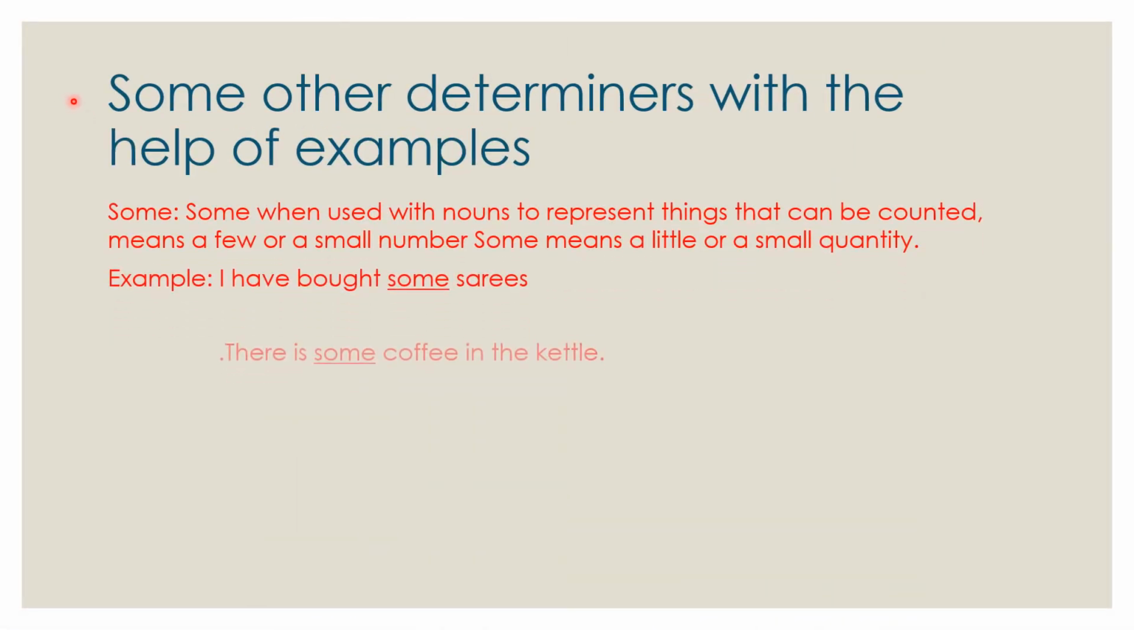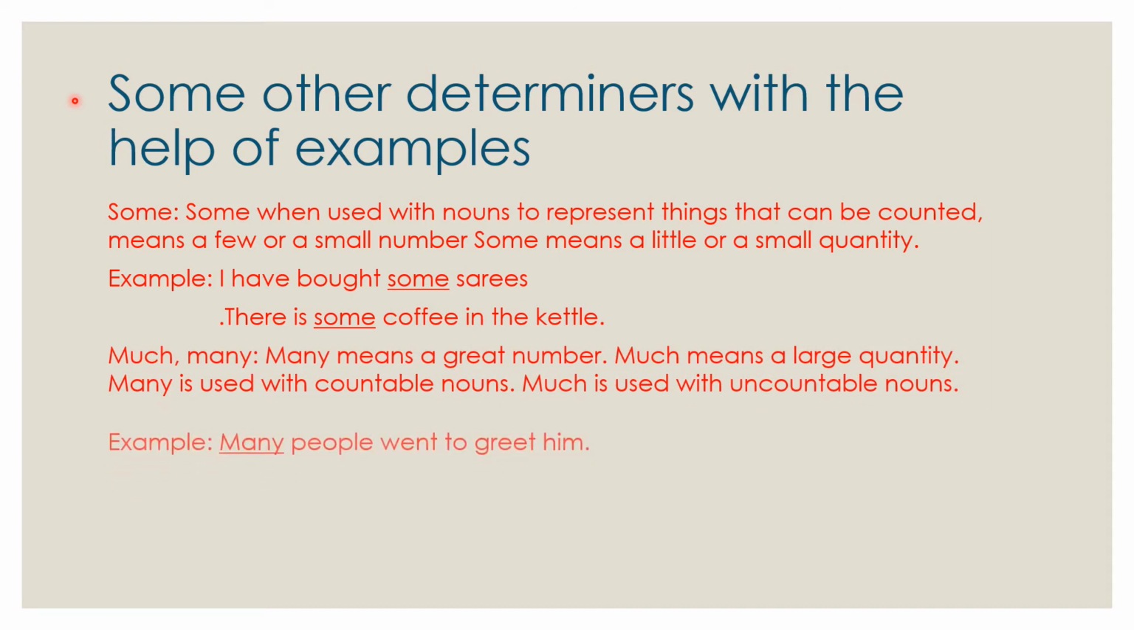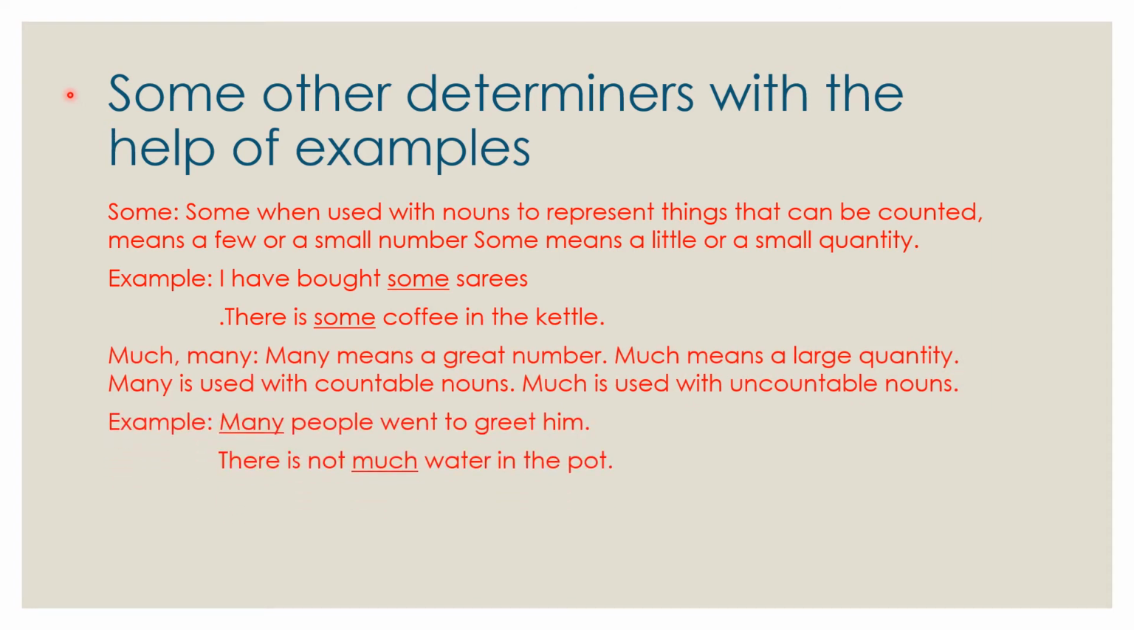Children, we already studied the list of determiners. In that, we learned about some other determiners like some, any, much, many. So let's understand some other determiners with the help of examples. Let's take the first determiner, some. Some, when used with nouns to represent things that can be counted, means a few or a small number. Some also means a little or a small quantity.